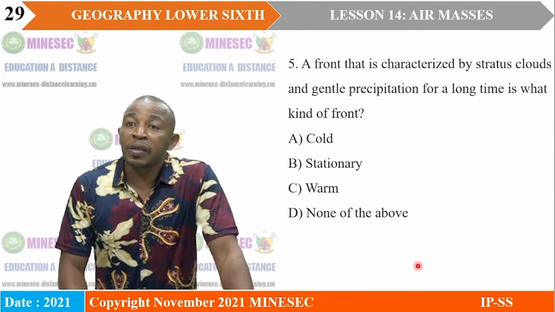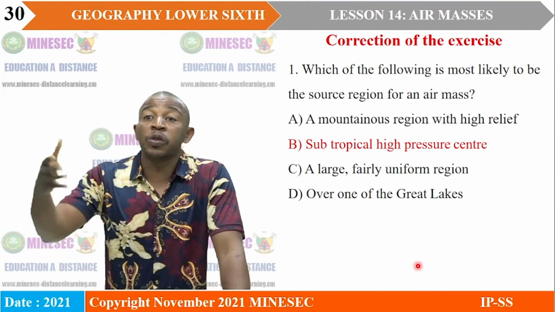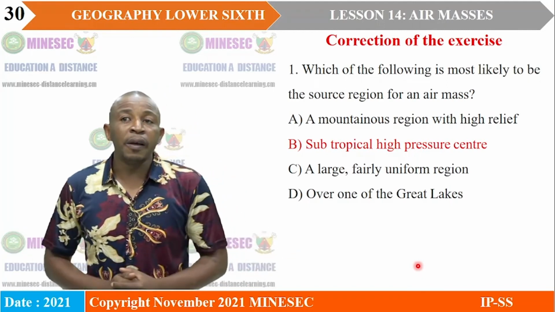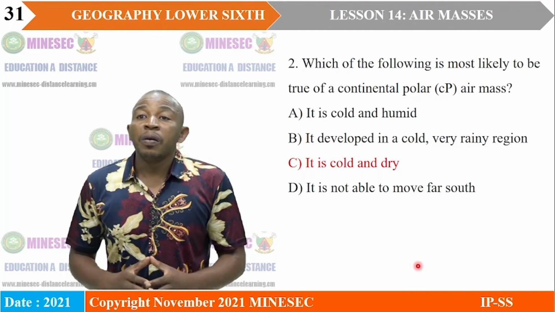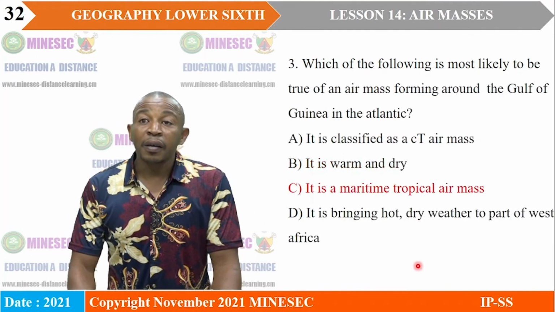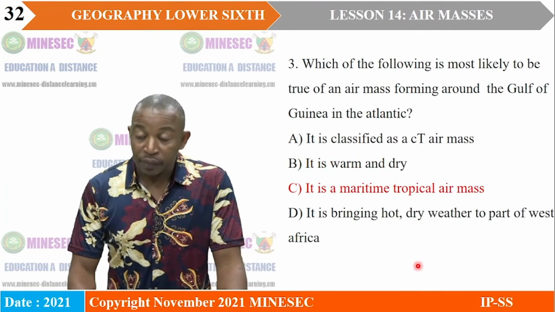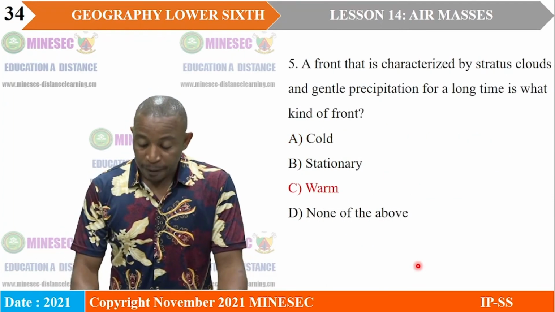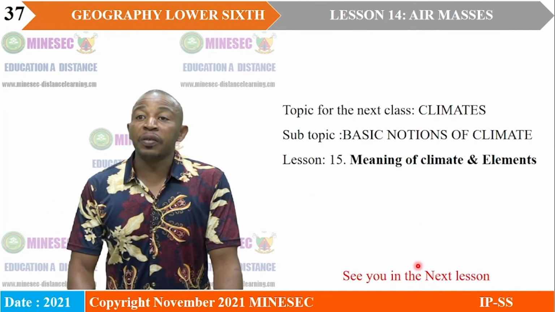Okay, so let us now look at the answers of the exercise. Question one, the answer is supposed to be subtropical high pressure center. Question two, the correct answer is it is cold and dry. Three, it is a maritime tropical air mass. Next, it is warm. That's the correct answer. Now, we can read this to further understand.